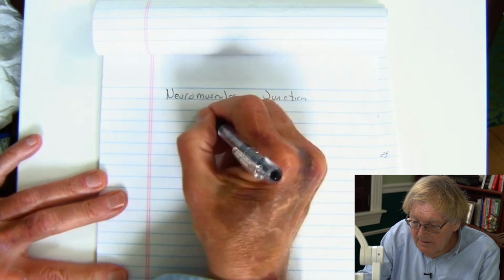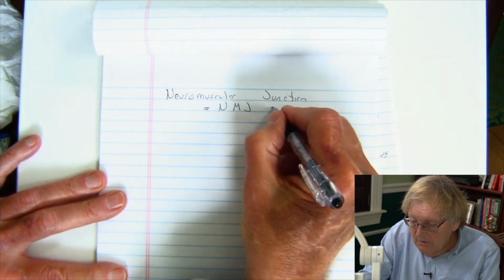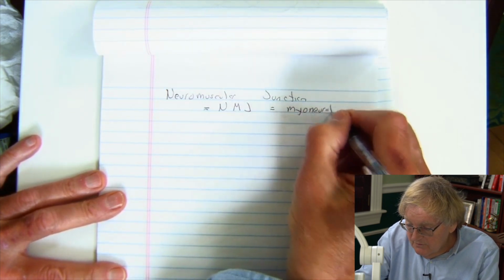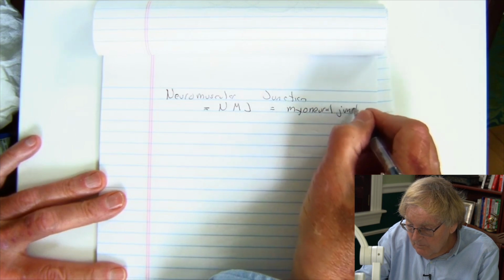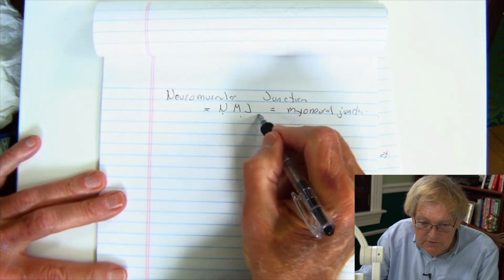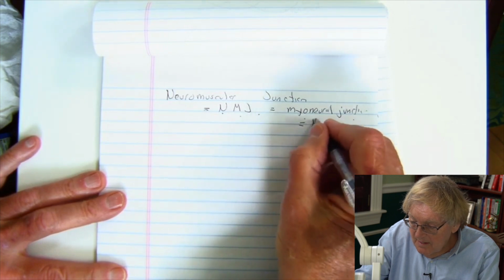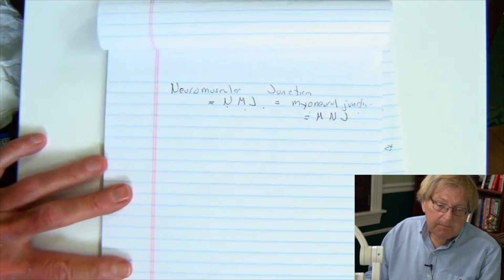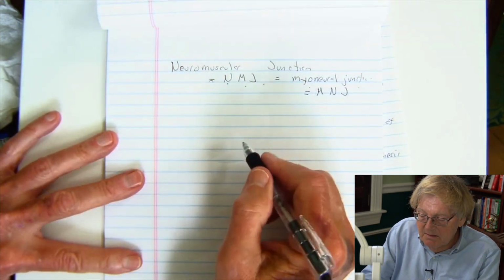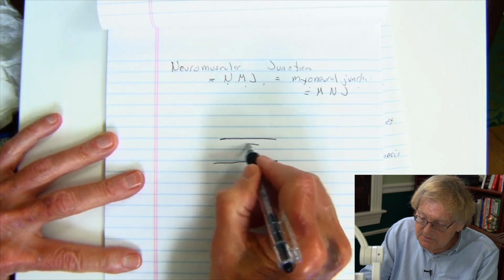Sometimes that's called the NMJ, or it could be called the myoneural junction. Just two different words for the same thing. So that's the NMJ, or neuromuscular junction. This is the myoneural junction, which is the MNJ. But no matter what you call it, all it's really talking about is how I'm getting a nerve attaching to a muscle, motor end plate.